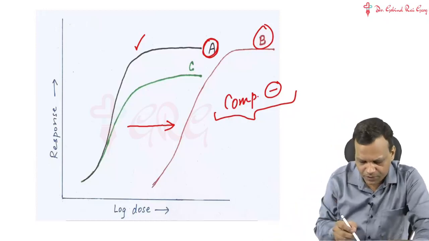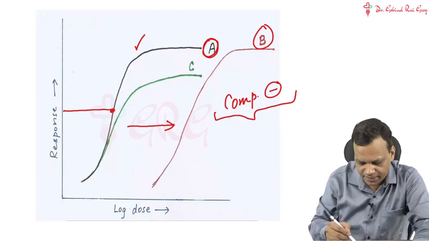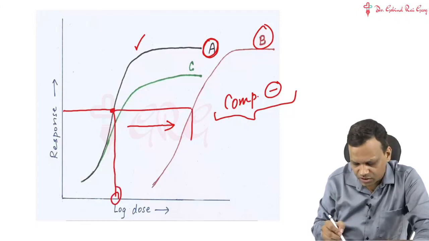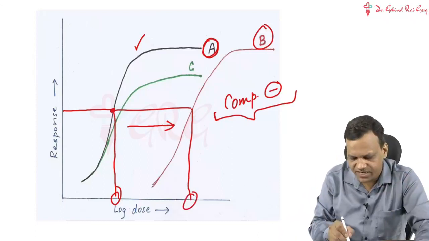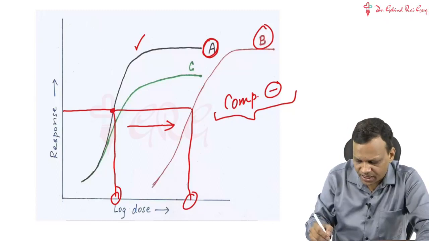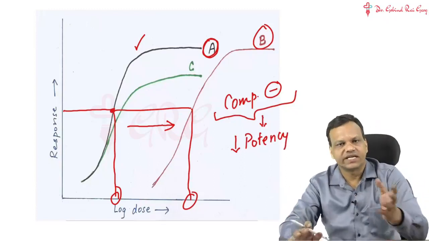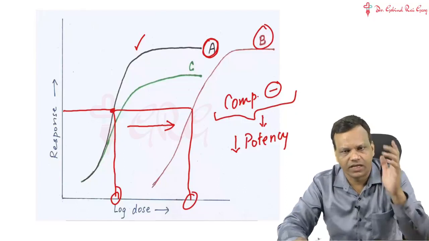So basically what happens is, to obtain the same response, earlier we were requiring this dose, but now we are requiring this dose. That means more dose is required to get the same response. Efficacy remains the same. Clear? So a competitive inhibitor basically results in a decrease in potency. So a parallel shift to the right means a decrease in potency occurs. That is the characteristic of a competitive inhibitor.